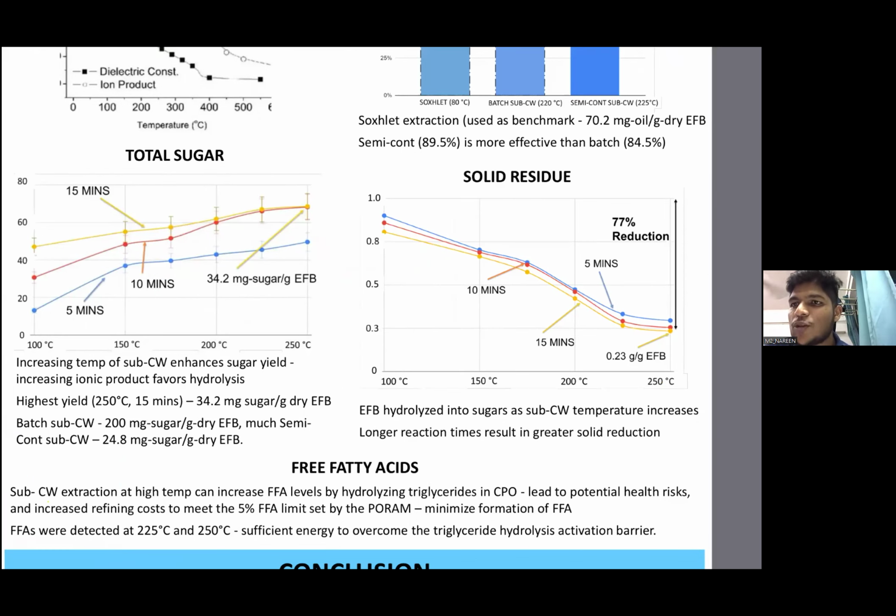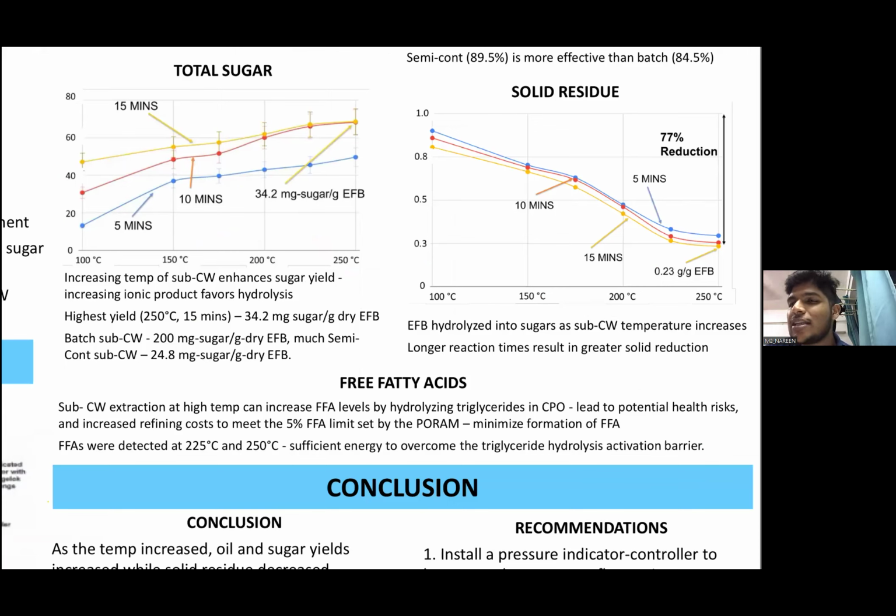Next, let's look at the solid residue. As you can see here, a 77% reduction is obtained at the highest temperature and the highest reaction time. The blue color indicates 5 minutes, red 10 minutes, and yellow 15 minutes.